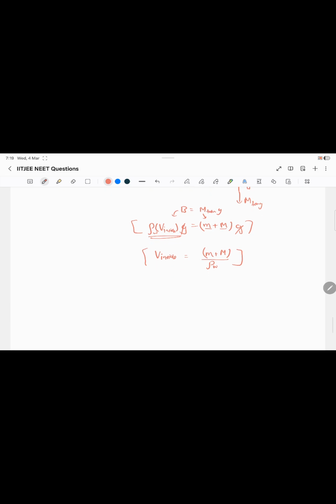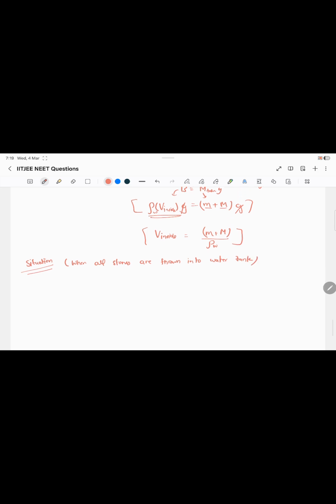Now the situation: what does the question say? When all stones are thrown into the water tank, what will happen in that case? I am trying to draw the change in the water level. Actually the water level will decrease, but with the calculation we have to see, when all the stones are thrown into the water, what will happen to the water level.